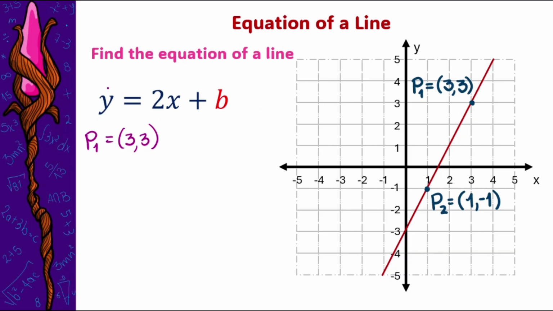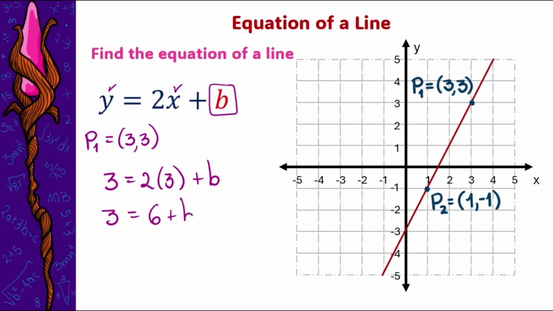So I'm going to plug in y and x. The only one that I don't know is b. That way I could find it. So 3 equals 2 times 3 plus b. 3 equals 2 times 3 is 6 plus b.